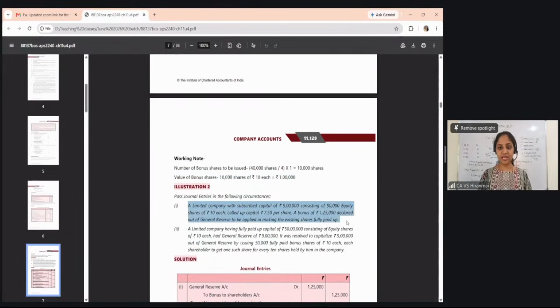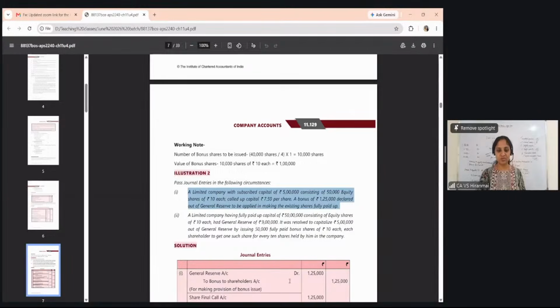The first one is a limited company with a subscribed capital of 5 lakh rupees consisting of 50,000 equity shares of rupees 10 each, called up 7.5 per share. A bonus of 1,25,000 declared out of general reserve to be applied in making the existing shares fully paid. Okay, so the meaning is, bonus to that extent they themselves have declared and given you the value of 1,25,000 rupees. This will be taken out of the general reserve, which they have also mentioned.